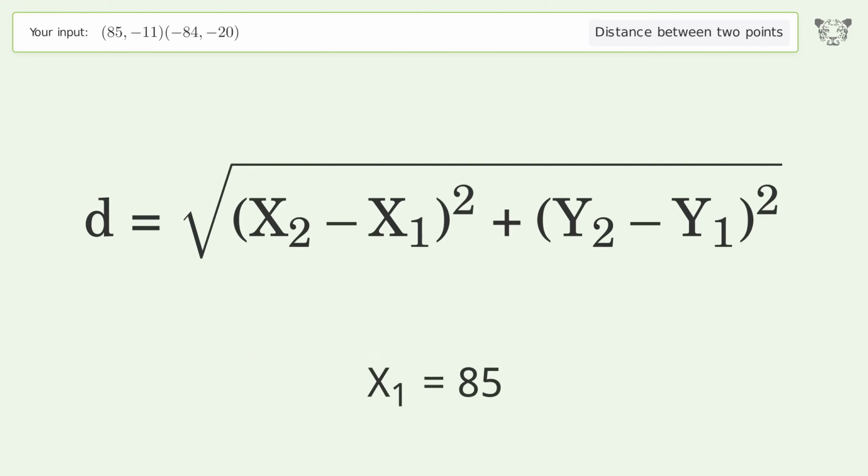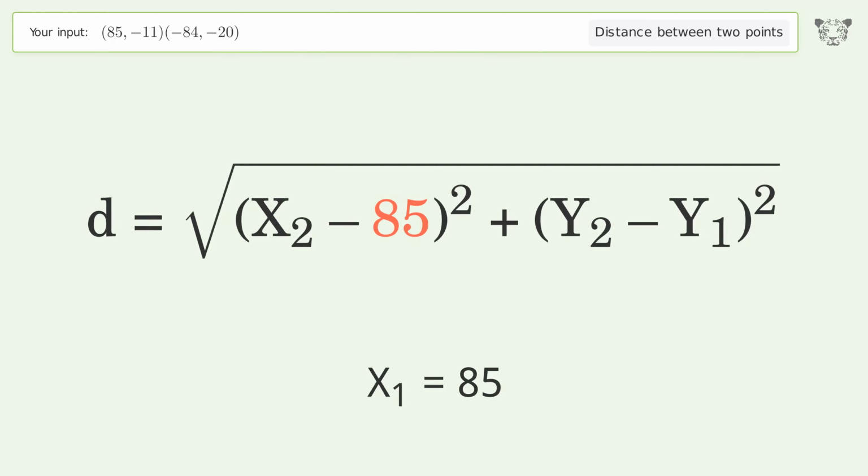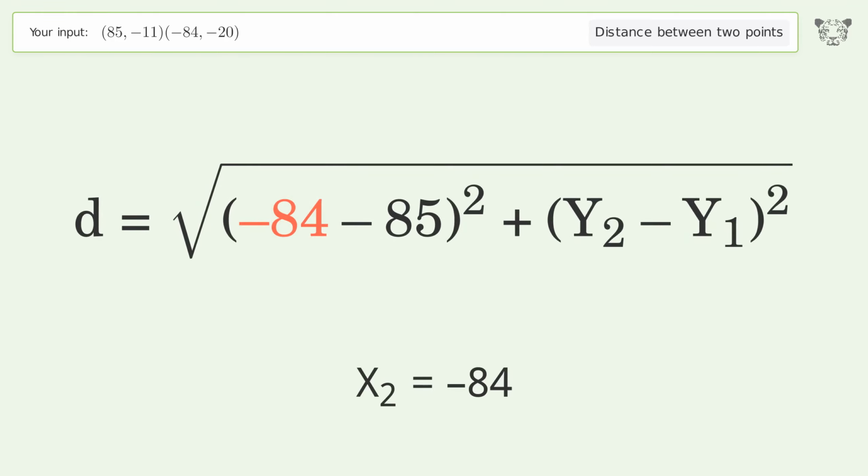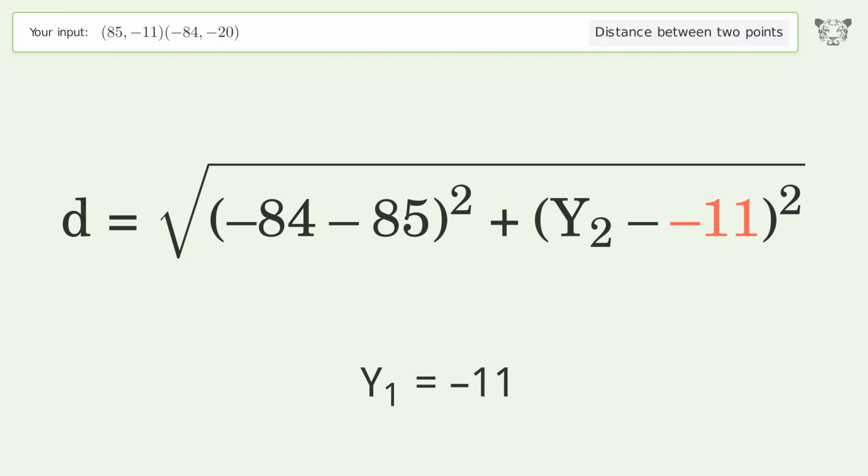x1 equals 85. x2 equals -84. y1 equals -11. y2 equals -20.